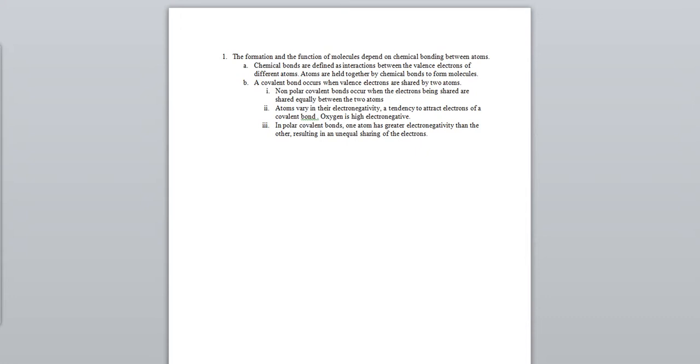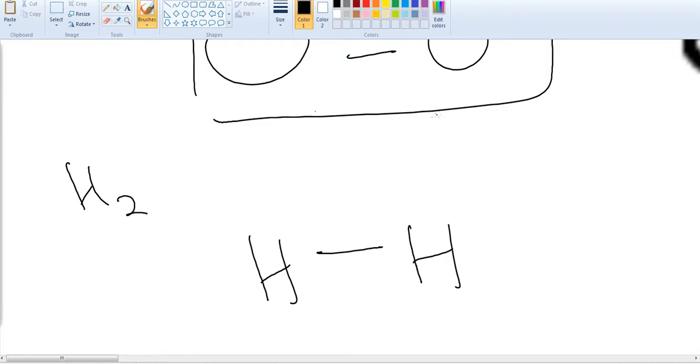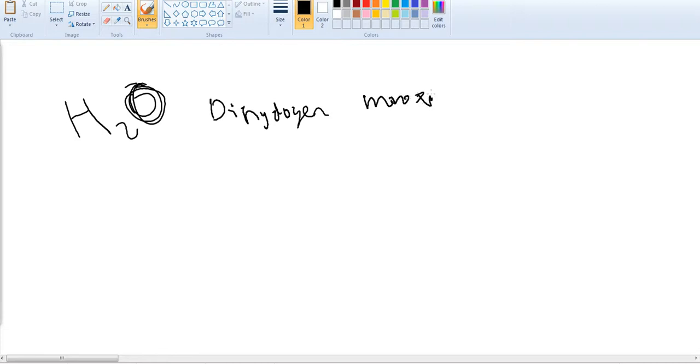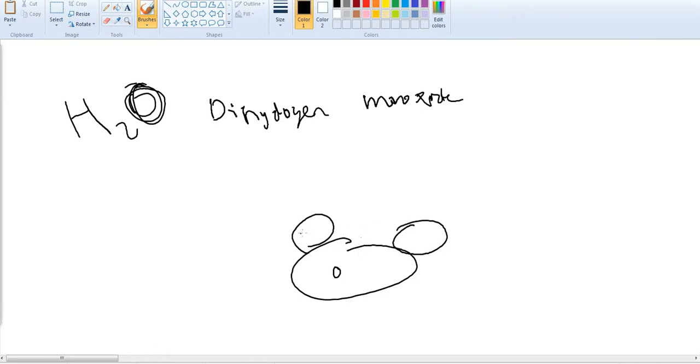For example, let's look at water. Water exists in natural form as H2O. H2O also could be called dihydrogen monoxide. It exists as one atom of oxygen with two atoms of hydrogen. This is also the so-called Mickey Mouse molecule.